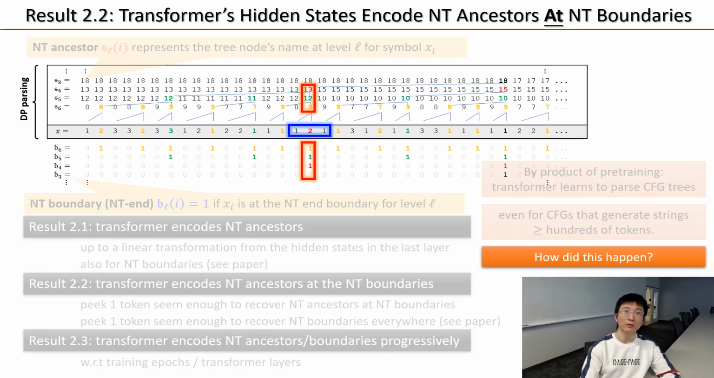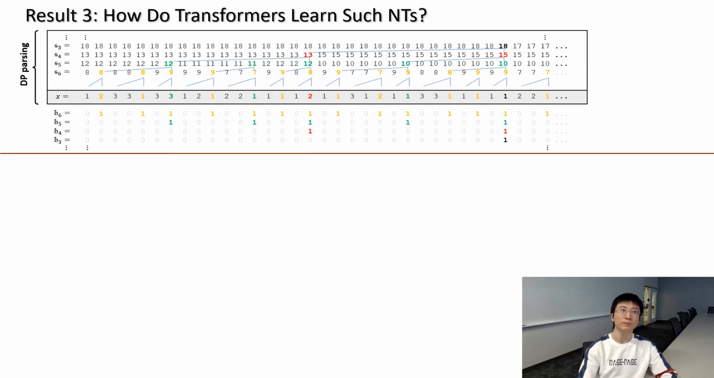In the remainder of the talk, let me show you how this happened. So far I just showed you that transformers learn CFGs, and how did that happen? Because transformers learned the anti-ancestor and anti-boundary information. But let me further ask, how did transformers learn the anti-ancestors and the anti-boundaries? To answer this question, we have to look at the attention pattern to explain this how part.